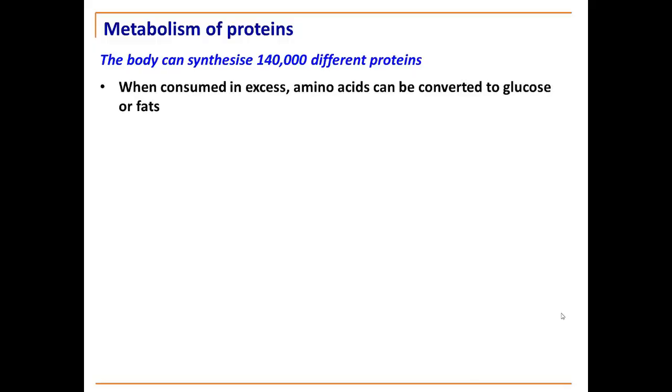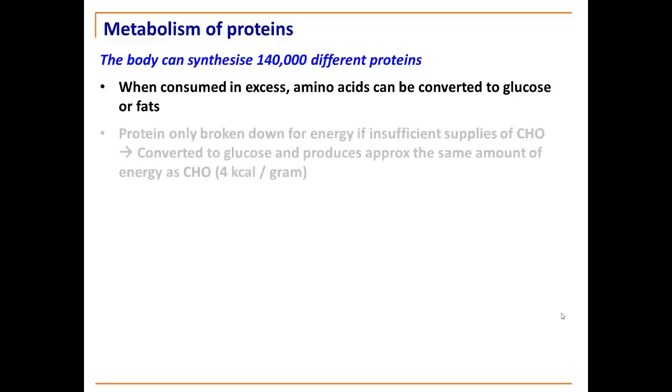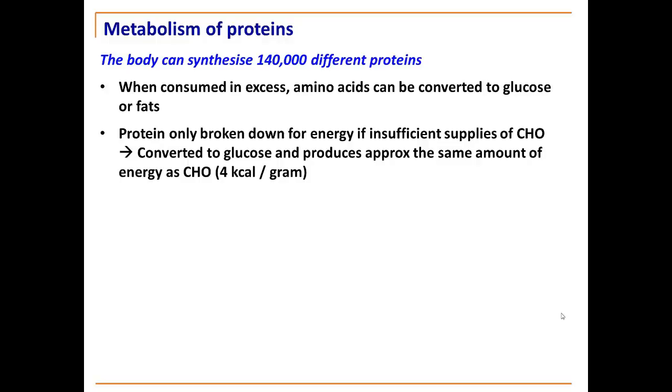But when consumed in excess, amino acids get converted to glucose, yes they do, but they also get converted to fats. So if you have a very high protein diet, you'll be making a lot of extra fatty acids and triglycerides out of the excess amino acids that you eat. Protein is only really broken down for energy if insufficient supplies of carbohydrate are present. So remember, if you don't have enough carbohydrate in your liver, if you've broken down all your liver glycogen, for example, you still need to feed your brain with glucose.